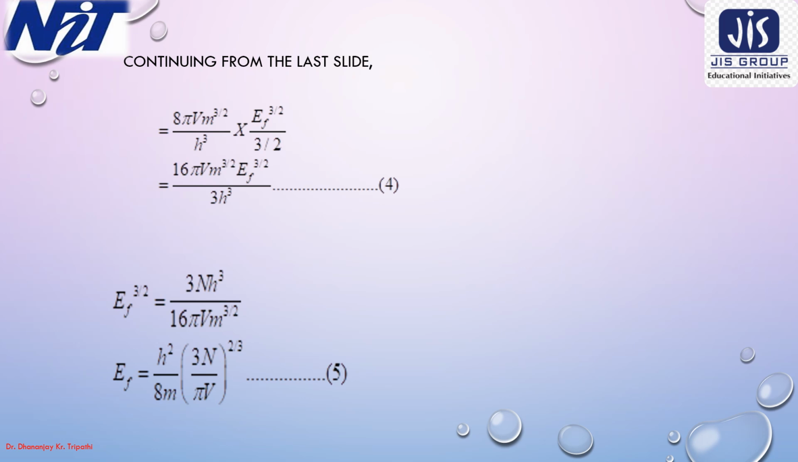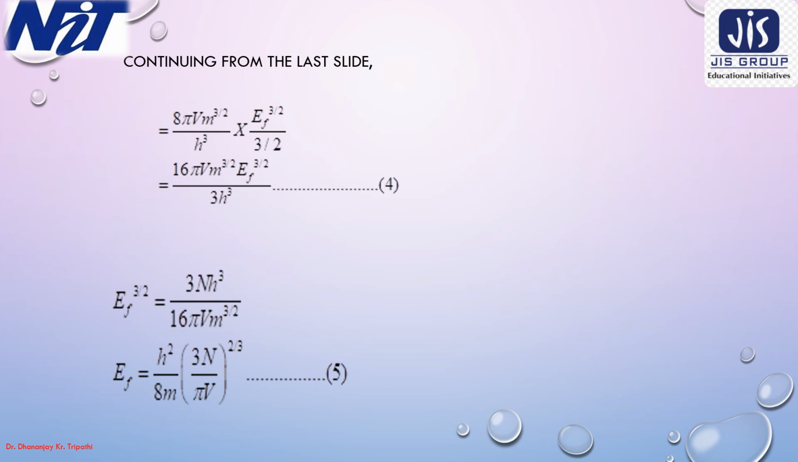Now one thing to be known here is why we are taking the limit 0 to EF. You have seen that at absolute zero temperature all the levels right from the ground state up to the Fermi level are filled, and above that there is no particle. So here also the electrons will be filled up to the Fermi level. That is why the lowest limit will be 0 and the highest limit will be EF, that is the Fermi level.